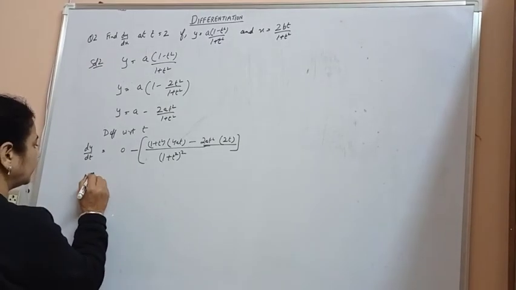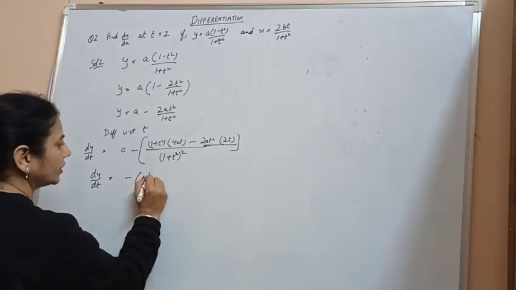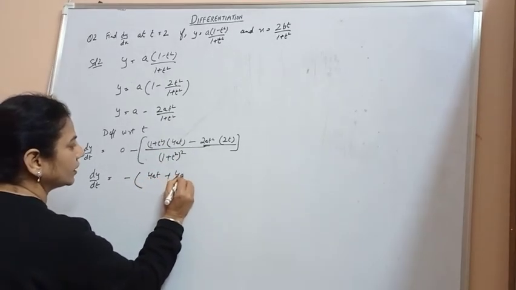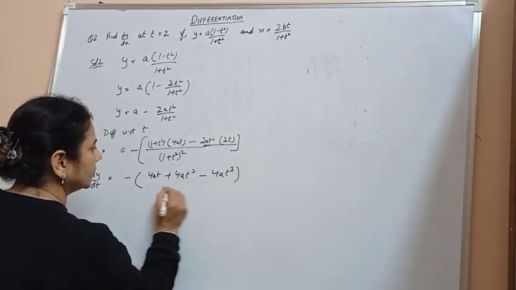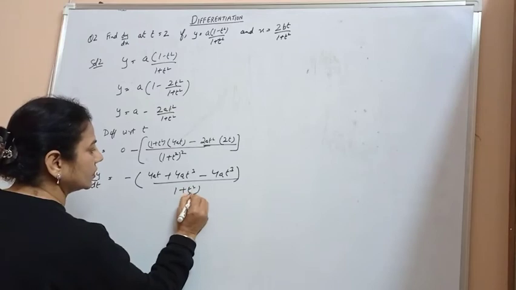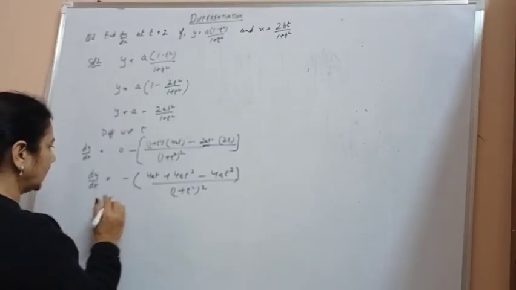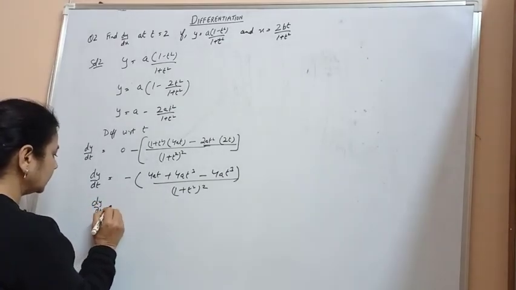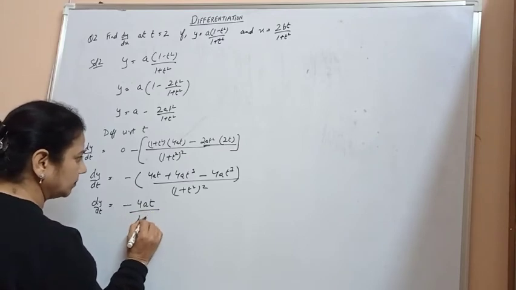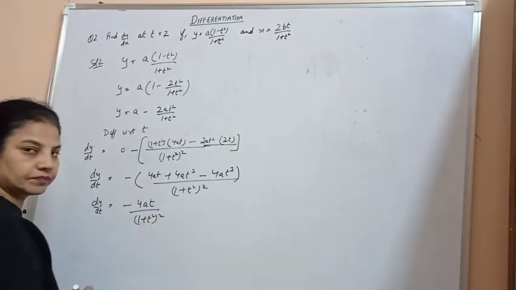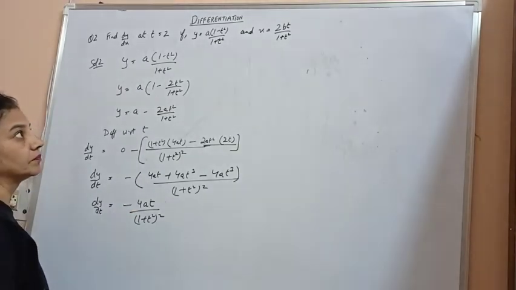So I have dy by dt is equal to minus 4at plus 4at cube minus 4at cube divided by 1 plus t square whole square. 4at cube minus 4at cube cancel out. I am left with dy by dt is equal to minus 4at upon 1 plus t square whole square. Dy by dt is minus 4at upon 1 plus t square whole square.